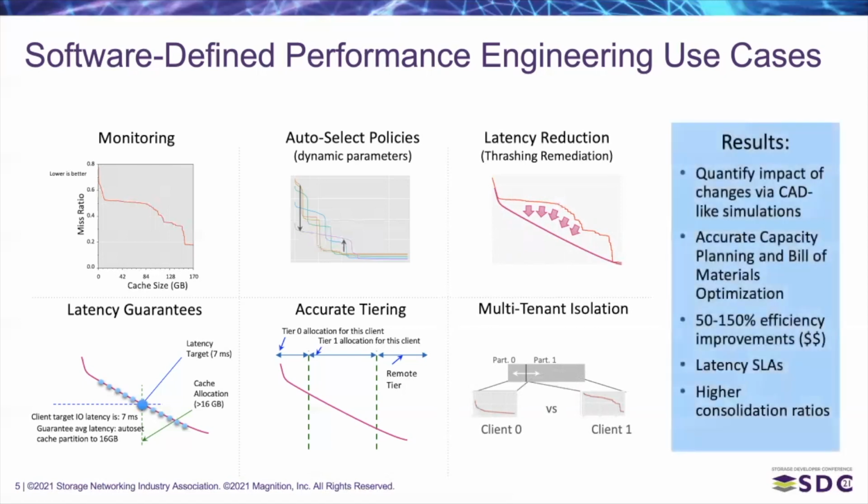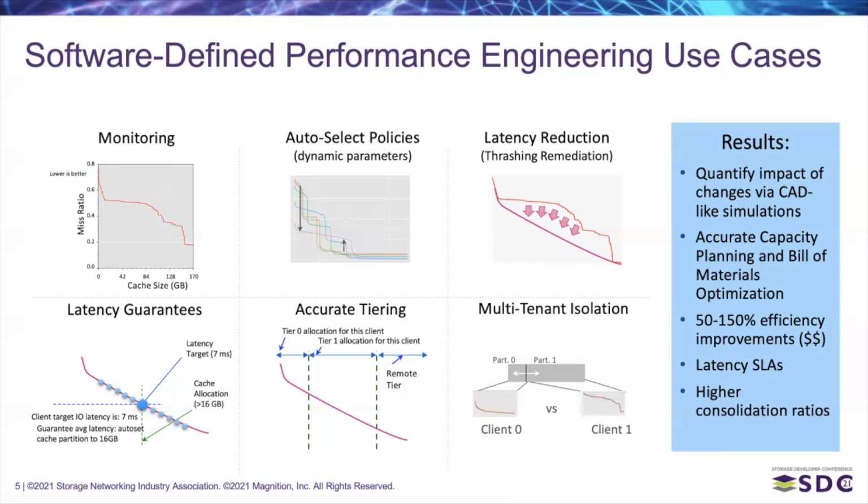Now, our experience is that if software-defined performance engineering is brought to bear on new designs, we have seen the ability to quantify the impact of changes, of performance optimizations or new QoS features, via CAD-like simulations. And we are seeing each design decision now go through tens of thousands of design simulations. And that results in accurate decision-making for performance engineers and for software engineers implementing these features in the design stage, in the performance lab stage, and in production.